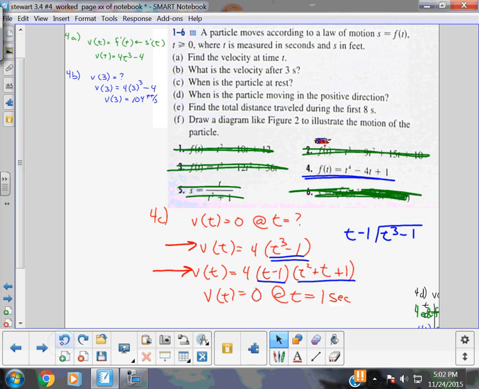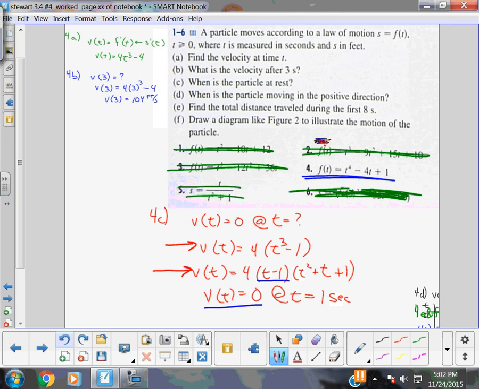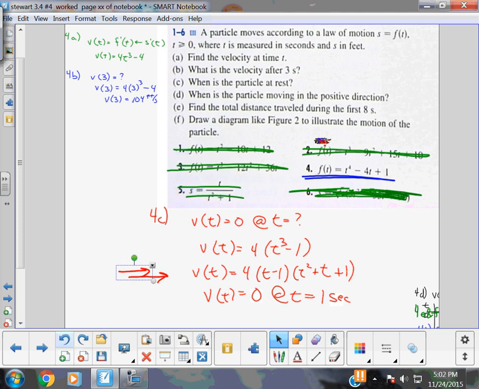The other option I've had students tell me, can't I just set 4t cubed minus 4 equal to 0? And the answer this time is it would have worked, and you would have got the same answer. The binomial here means that velocity is 0 at time equals 1. And that's going to be real important for us going forward. All right? So we just found the particle is at rest at time equals 1 second.